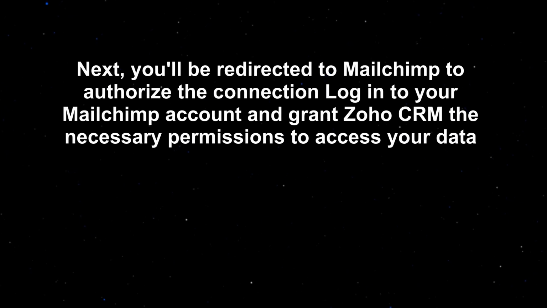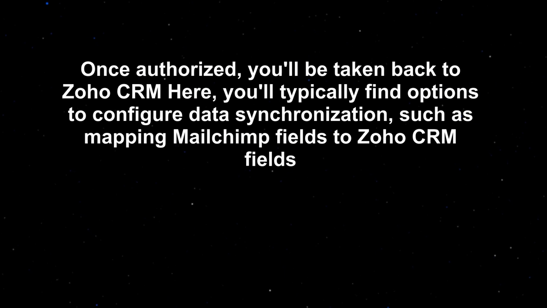Next, you'll be redirected to Mailchimp to authorize the connection. Log into your Mailchimp account and grant Zoho CRM the necessary permissions to access your data. Once authorized, you'll be taken back to Zoho CRM.